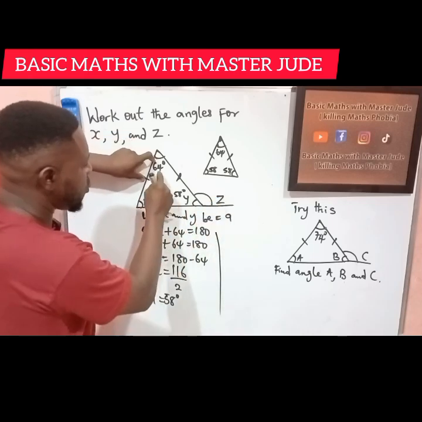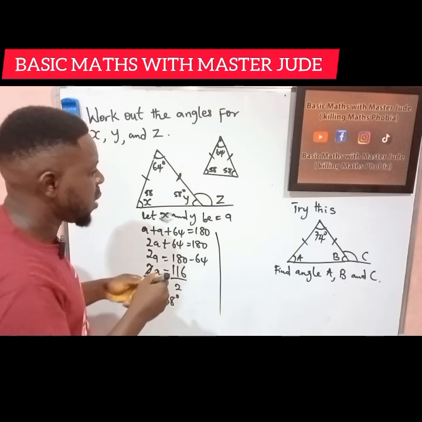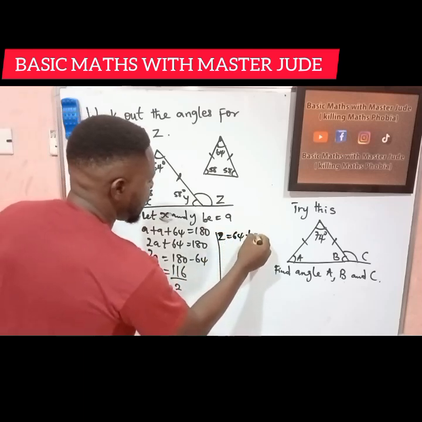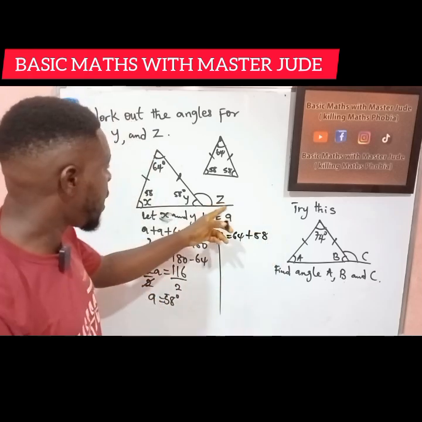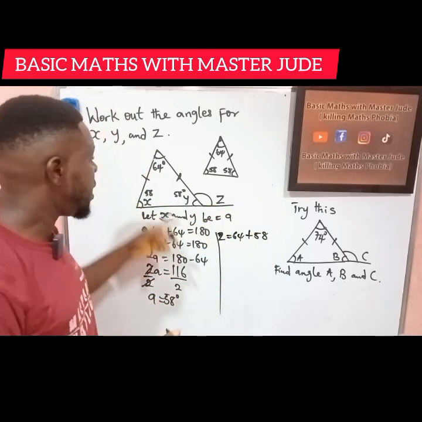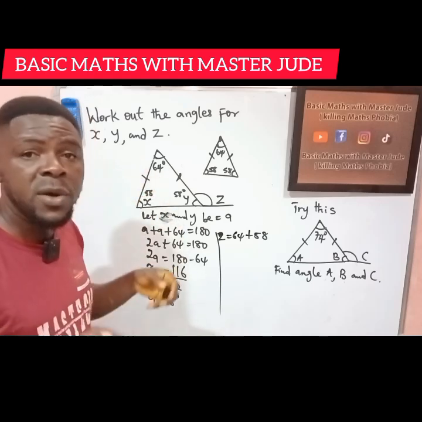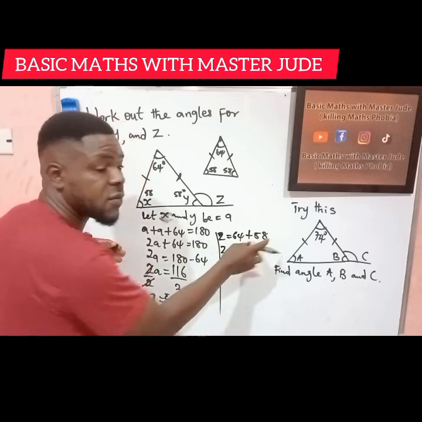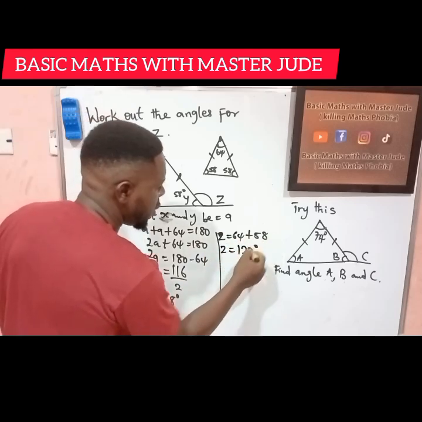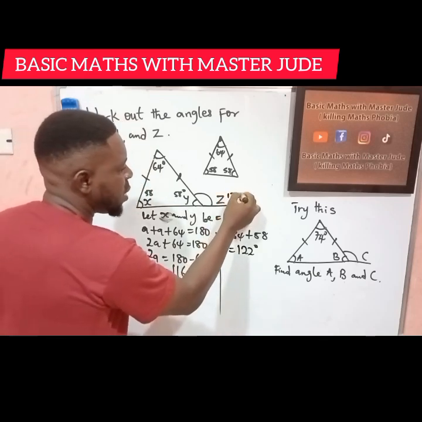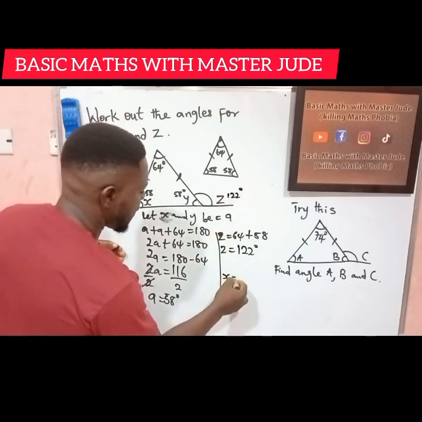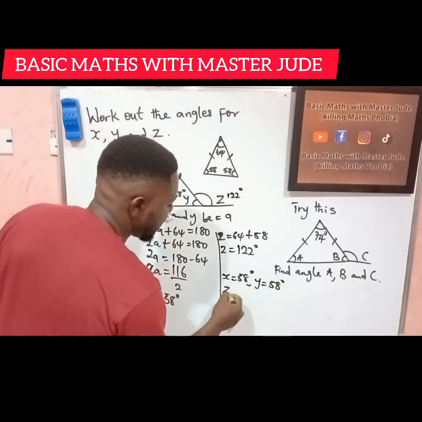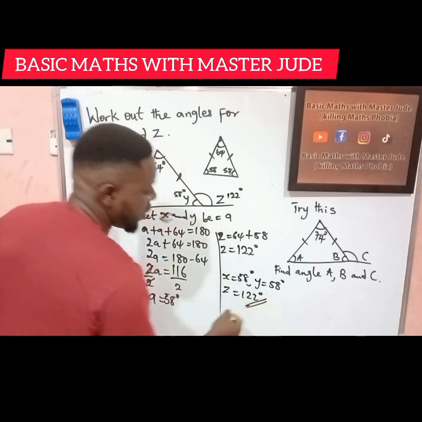So meaning that Z is equal to the sum of 64 and 58. So I'm going to have that Z is equal to 64 plus 58. What is the reason? The exterior angle is equal to the sum of the two interior opposite angles. So if I add them, I'm going to have 64 plus 58 to give me 122 degrees. So my Z is 122 degrees. So my X is 58, my Y is 58 degrees, then my Z is 122 degrees as my answer.